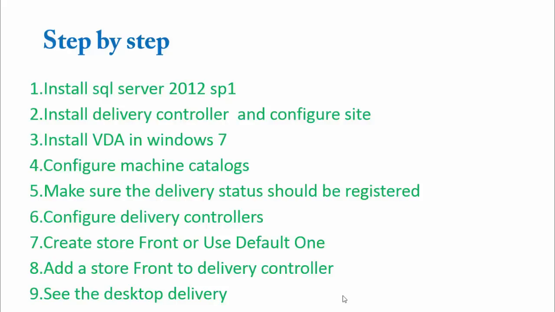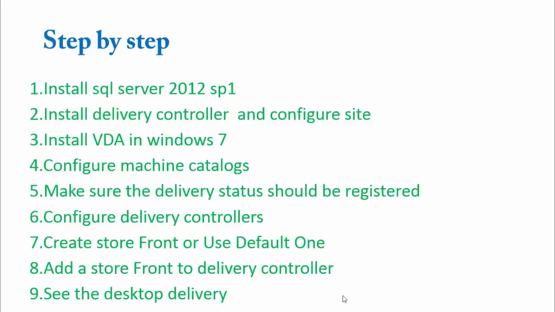Means we want to supply them to the end user. So that's why we need to catalog them and make sure of the delivery status. After adding them, we need to see that the delivery status is registered. Why? Because if it is unregistered and we deliver, the user cannot access that. So we should always check that it is registered only.